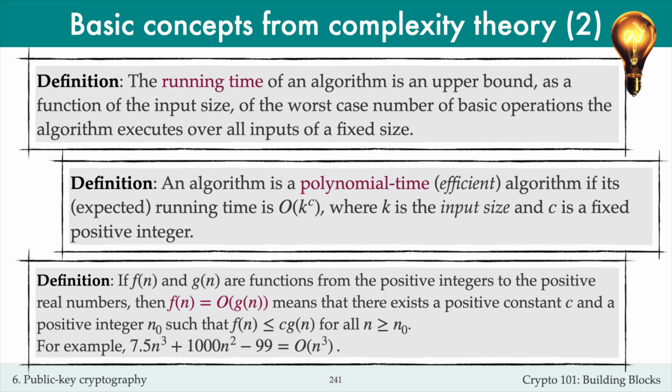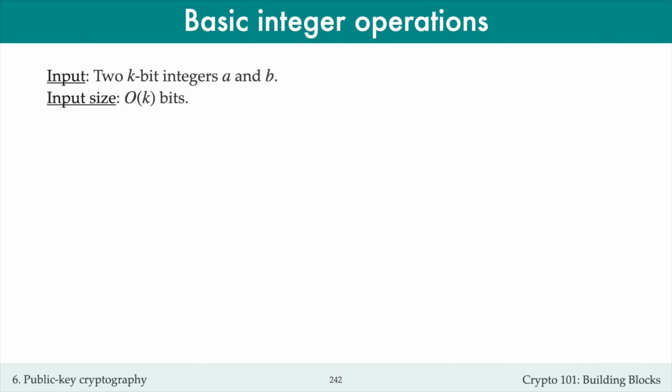Back to the definition. An algorithm is polynomial-time or efficient if its running time grows only modestly as the input size grows. Let's look at some polynomial-time algorithms for basic integer operations. You saw some of these algorithms in grade school when you studied addition, subtraction, multiplication, and division. The input to these algorithms are two k-bit positive numbers a and b. So a and b are each roughly 2 to the power k. K is their size, so the input size is 2k, or big O of k bits.